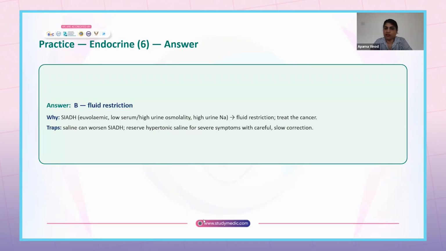And you do not give hypertonic saline at this point. Only if the patient is symptomatic with seizures and a lot of confusion, highly, very, very severe symptoms, then only you will go ahead with hypertonic saline. Otherwise, no. And that too, you need to give it in ICU and not otherwise.